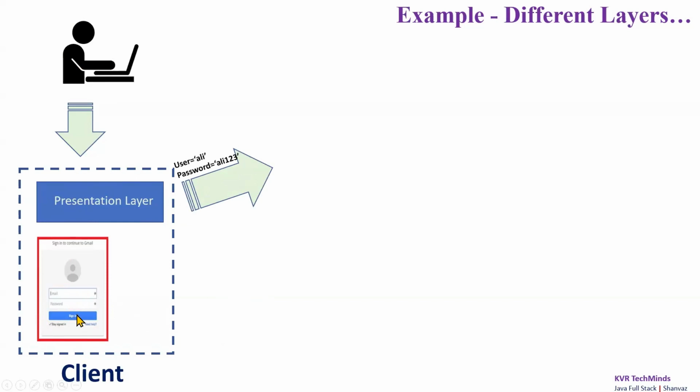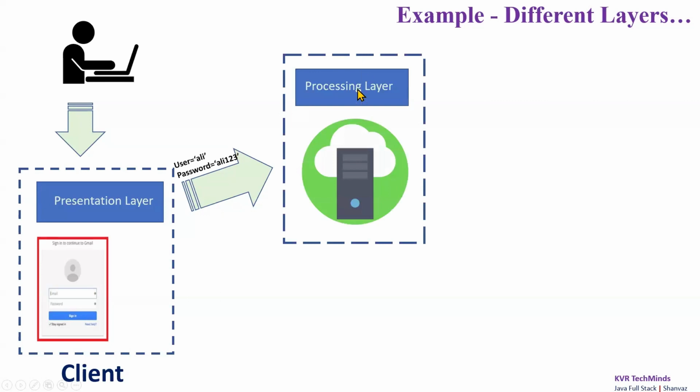When you submit this request, the presentation layer will send a request with user ID Ali and password Ali123. When you submit, this request will go to the server. So this is the processing layer. With this information, it goes to the server. What the server has to do is perform some kind of business logic: take the user ID, take the password, and validate them against the database, right?